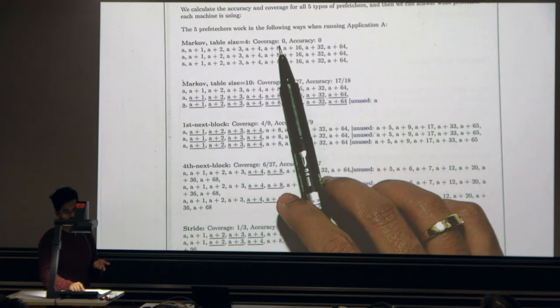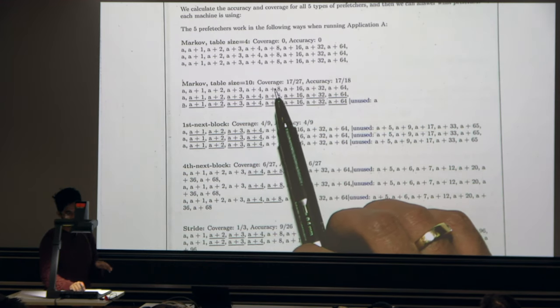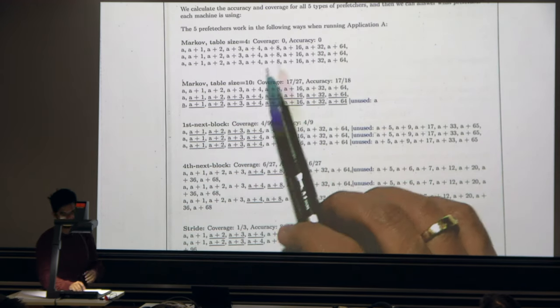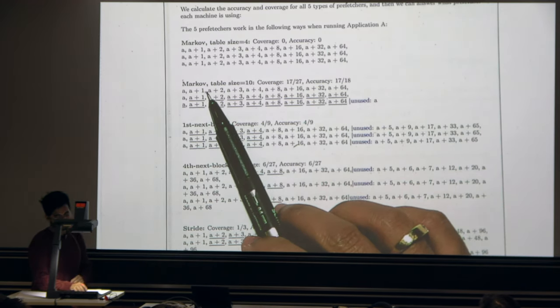So that's why its coverage is zero, accuracy is zero. It's not prefetching anything, coverage is also zero. But accuracy should be 100% technically, but yeah. But okay, so let's go to the second case.